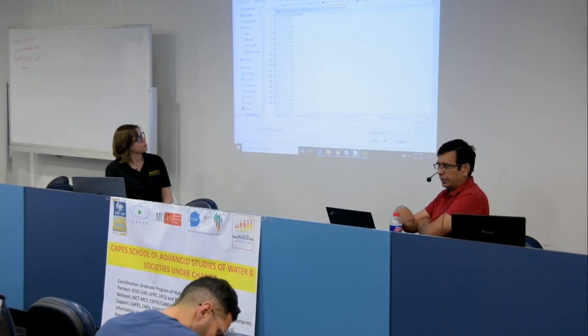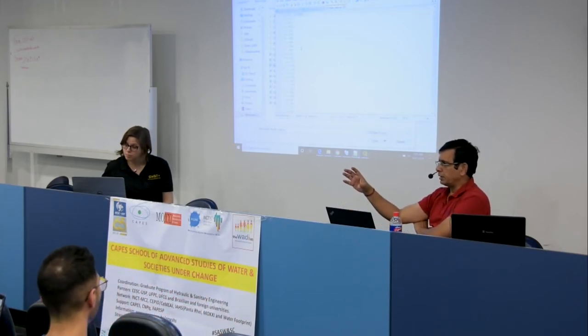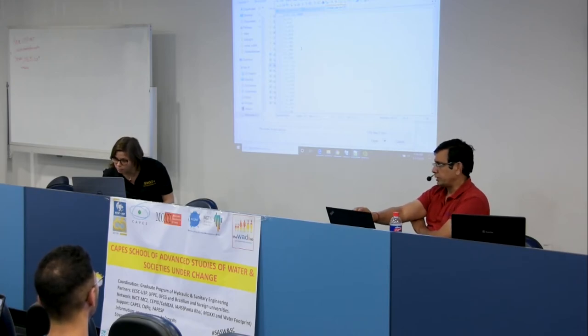Okay? So here I have every polygon in the watershed, actually. But if your watershed has 3 soils, you need only those 3 soils here. You don't need to have everything. Okay? Only what's inside your watershed.